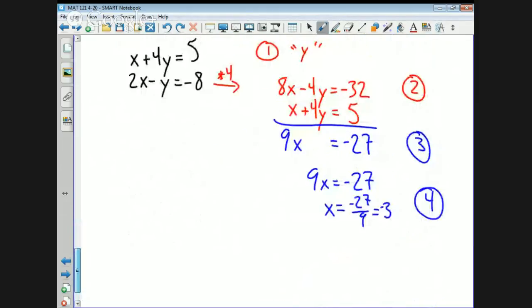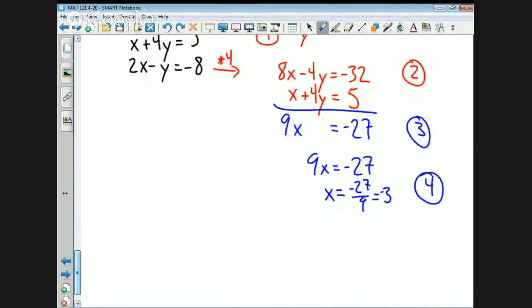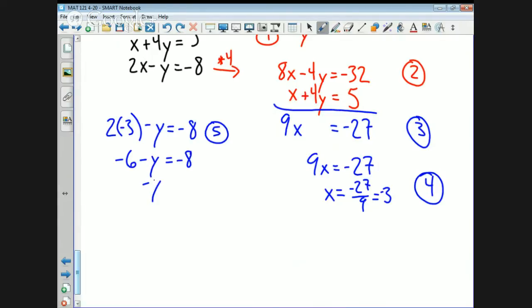Then we'll just take this and plug it into one of the other equations from the original in order to find our y. So for step 5, I'm just going to plug that negative 3 into the second equation. So I'll have 2 times negative 3 minus y equals negative 8. And we'll have negative 6 minus y equals negative 8. Add 6 to each side, we'll have negative y equals negative 2. Multiply by negative 1, y equals 2. And your answer is, again, negative 3, 2.